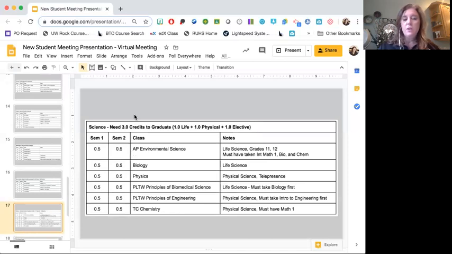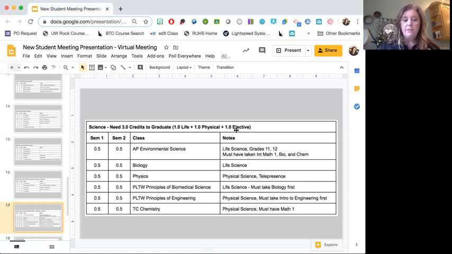The last core area is science, and you do need 3 credits of science to graduate. There are some rules and guidelines to follow when selecting science classes. You do need to have 1 credit of a life science earned, 1 credit of a physical science earned, and the 3rd credit can be whichever you prefer.